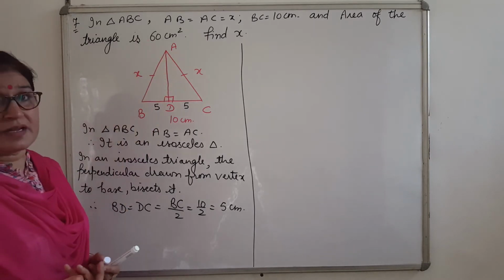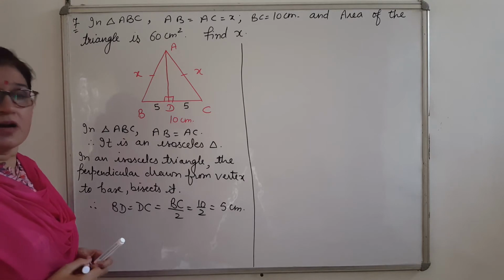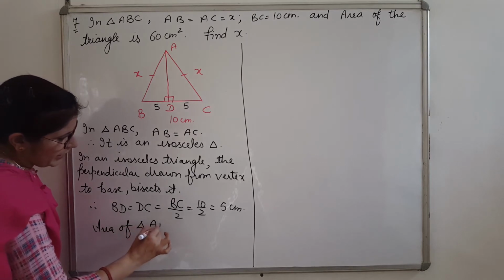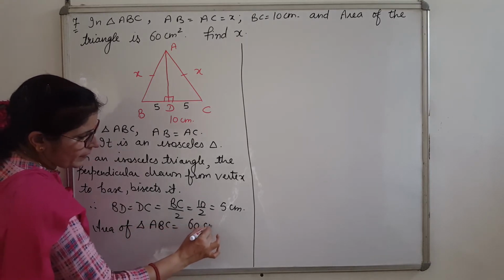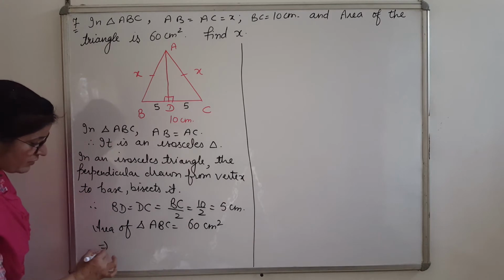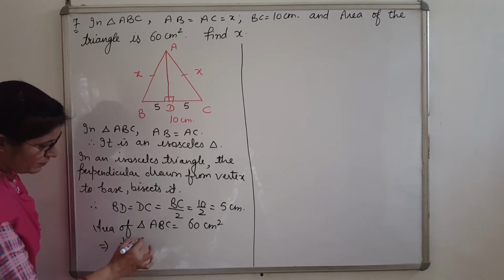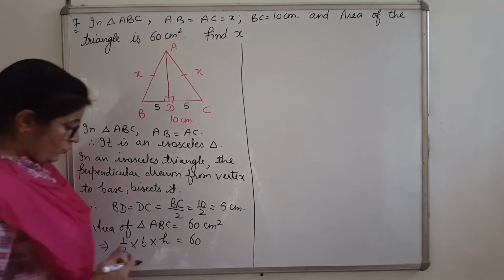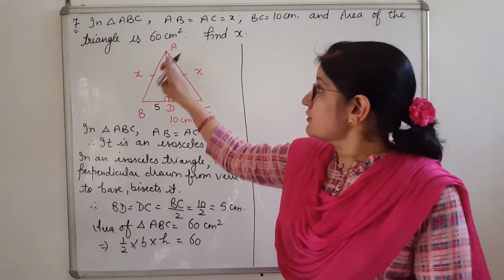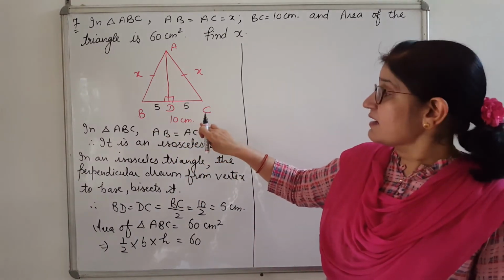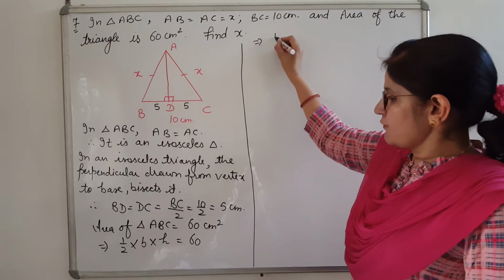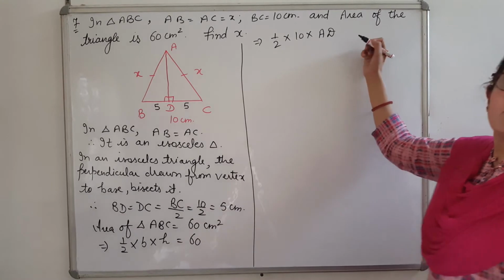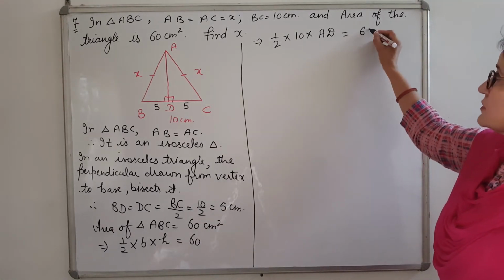What is the area of a triangle? Half base into height. Area of triangle ABC is given, 60 centimeter square. What is the formula? Half into base into height is 60. Now, what is the base here? Because this is the whole triangle, the base is BC. That means we have to take 10. So, half into base 10, into height, which means AD, the perpendicular or altitude, is equal to 60.